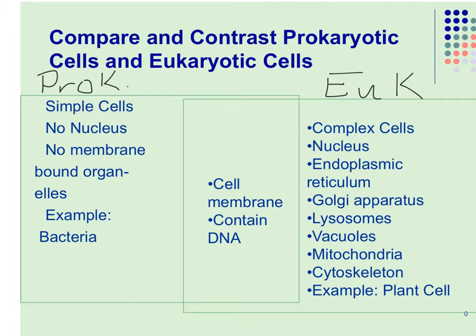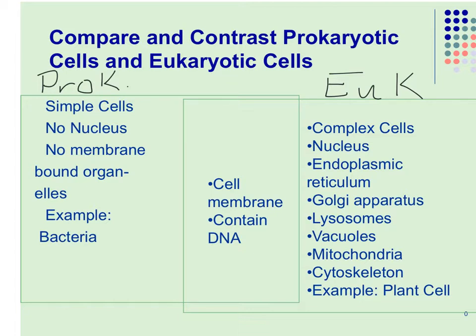And then eukaryotic cells, they are complex cells. They're much bigger. So remember, eukaryotic cells are 10 to 100 micrometers, whereas prokaryotic cells are 1 to 5 micrometers in size. They do have a nucleus. They do have membrane-bound organelles. And all of these here that are listed are membrane-bound organelles: endoplasmic reticulum, Golgi apparatus, lysosomes, all of those. Well, cytoskeleton is not a membrane-bound organelle, but it plays a role there. An example of a eukaryotic cell is a plant cell, animal cell, any of those.